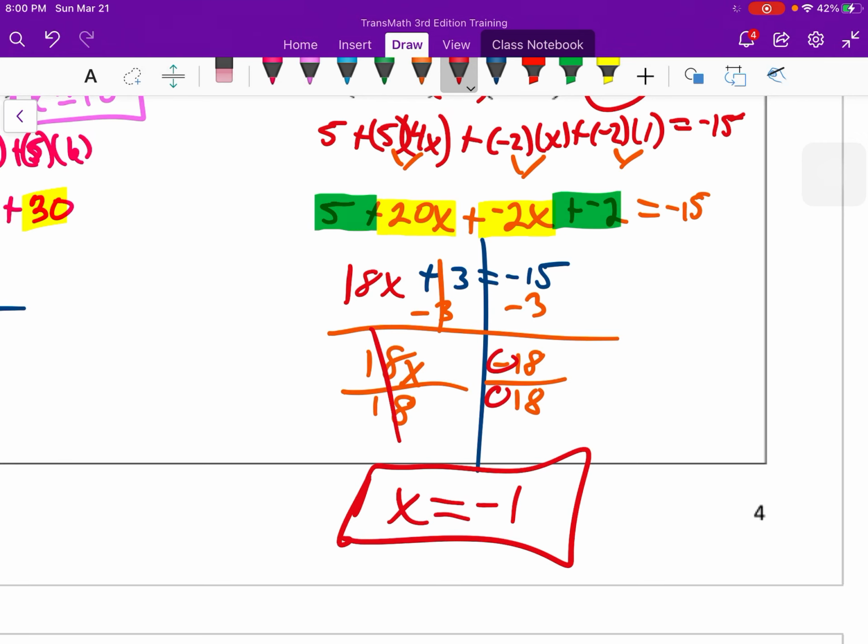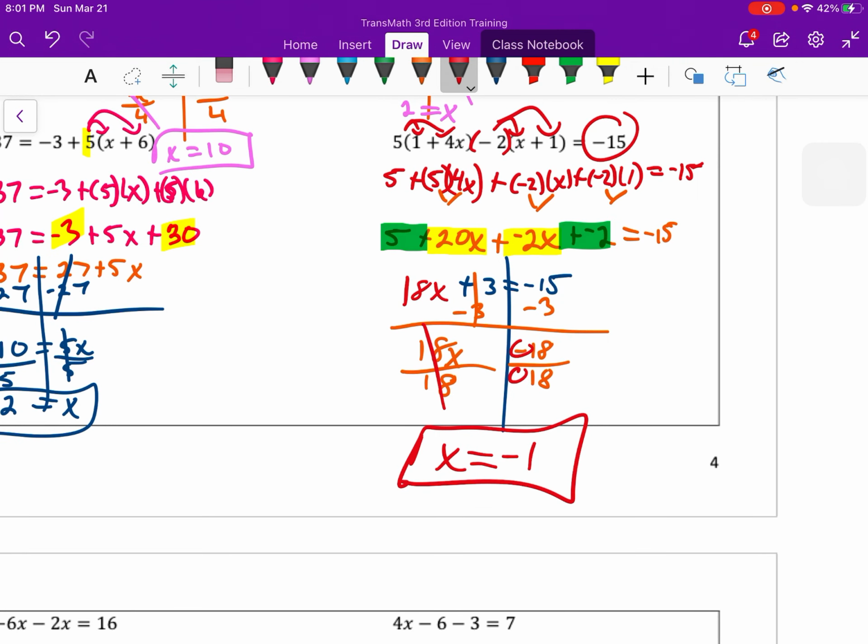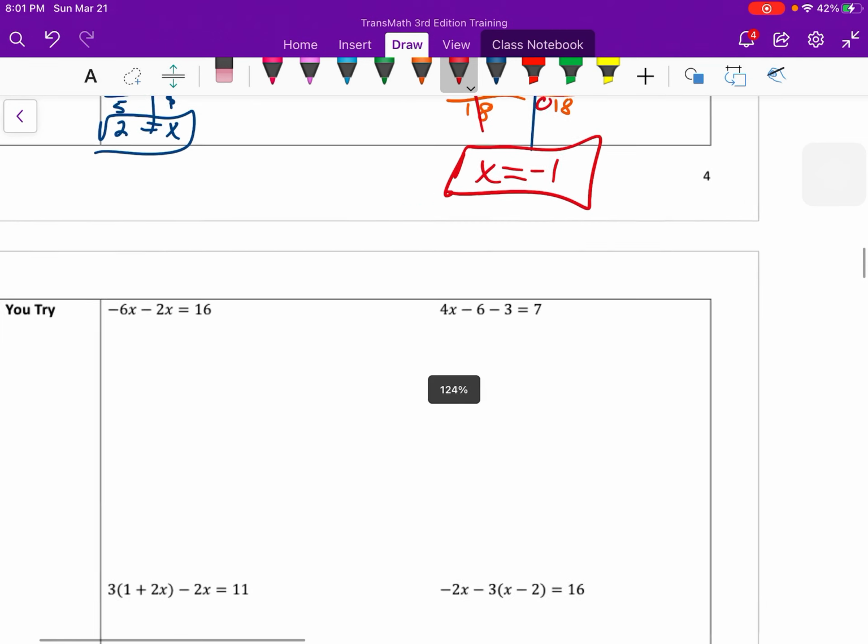So look at how nice that simplified after we use the distributive property and then combine like terms. And then I have a couple for you to try.